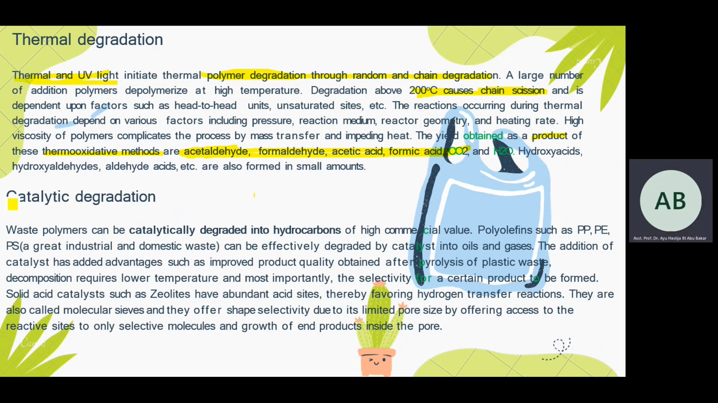Okay, so next we go for catalytic degradation, where you use a catalyst to degrade the hydrocarbons. Like this specific type of plastic, polyolefins such as PP, PE, PS, can be effectively degraded by catalysts into oils and gases. So this kind of plastic waste can be recovered into oils and gases and can be sold.